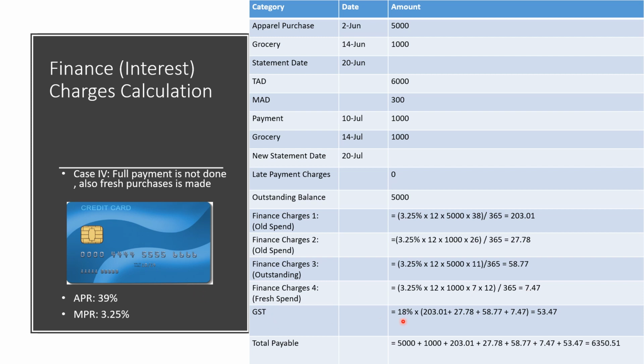GST would be 18% of all the four finance charges, which would be 53.47 rupees. So the total payable in the next statement would be 5000, which was the outstanding balance, plus 1000, which is the fresh purchase, plus the four charges which we have calculated here, plus the GST component, which would be 6350.51.